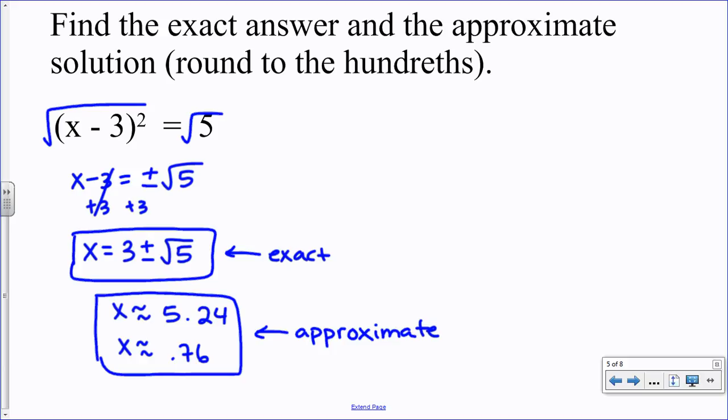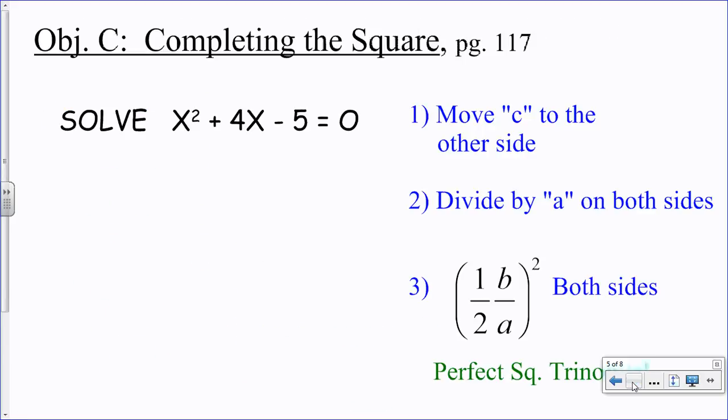Okay. So let's go back to standard form of a quadratic. So again, if we have a quadratic in standard form, we want to factor. If things don't factor, we have a couple options. We have quadratic formula, and then we also have completing the square. So completing the square and quadratic formula really do the same thing. They still give you your answers.